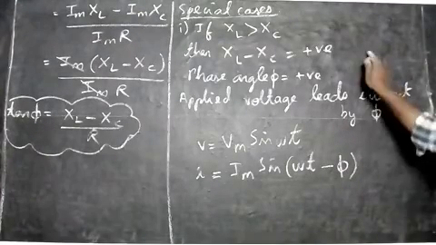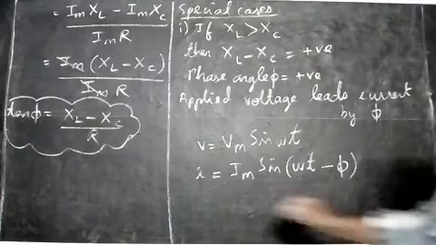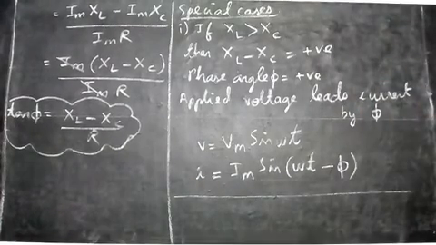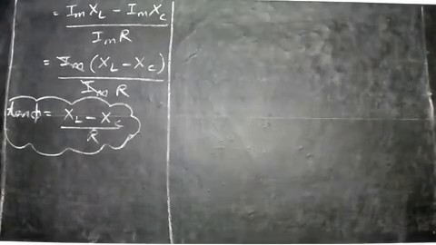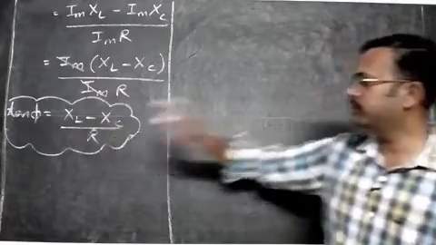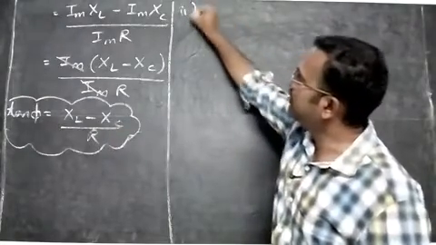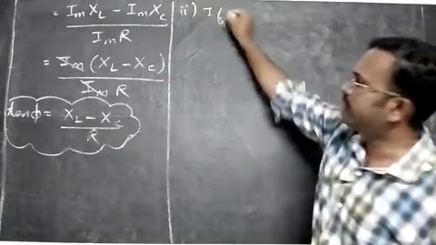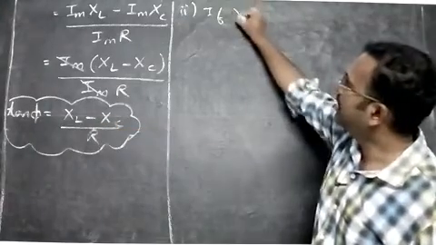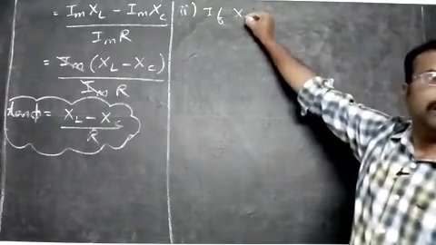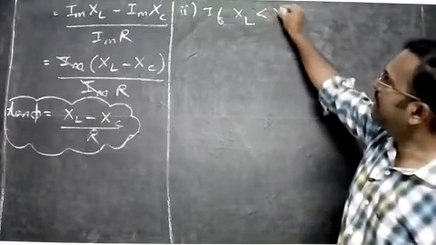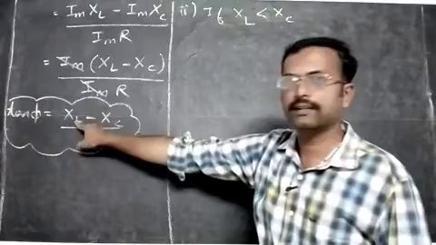Now let's go to the second special case here. Let me rub out this. So the first special case is over. So the second special case is the opposite of this. If Xc, the capacitive reactance, is more than the inductive reactance, or else we can say one more way, if the inductive reactance XL is less than the Xc. This is less, this is more.